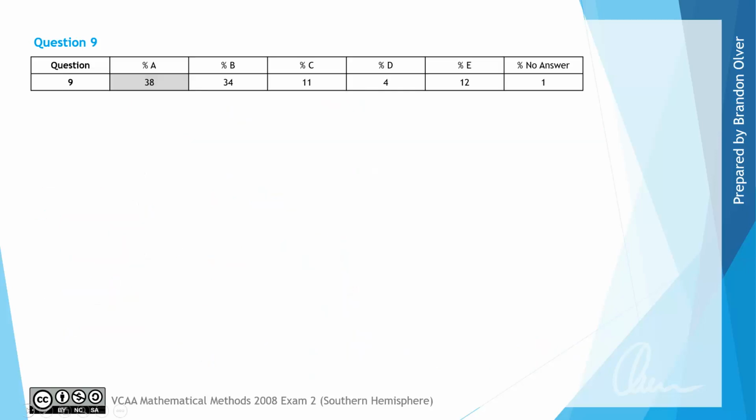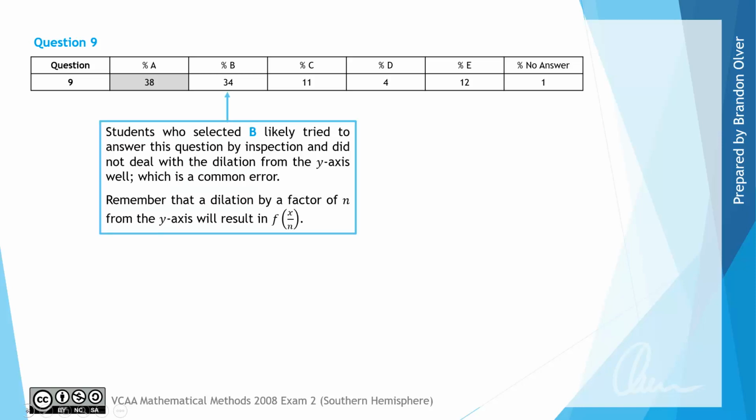From the examiner's report, we can see that this was a challenging question, with only 38% of students getting the correct answer. A large number of students did select B, and they likely tried to answer the question by just inspecting the rule and did not deal with the dilation from the y-axis well, which is a common error when dealing with transformations. One thing to remember is that a dilation by a factor of n from the y-axis will actually result in a 1 on n effect inside the rule.